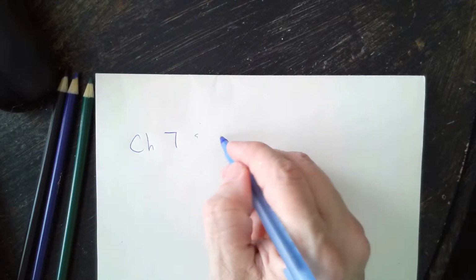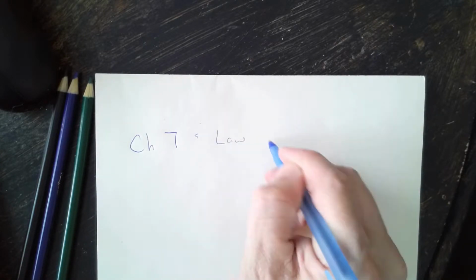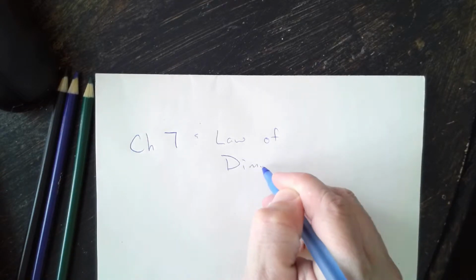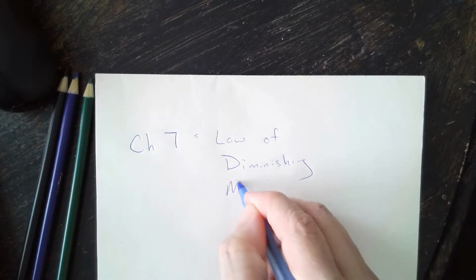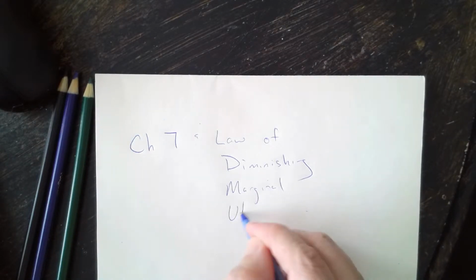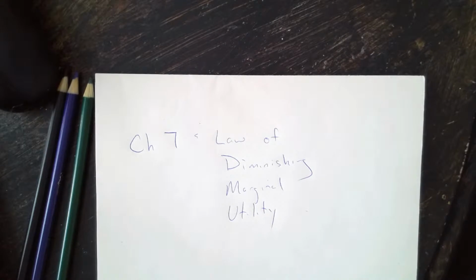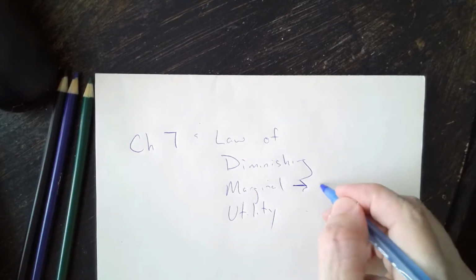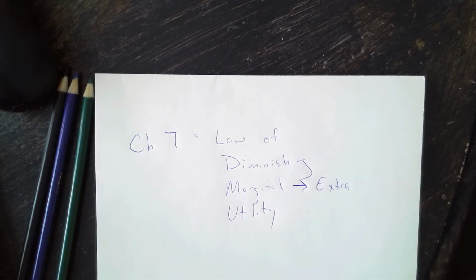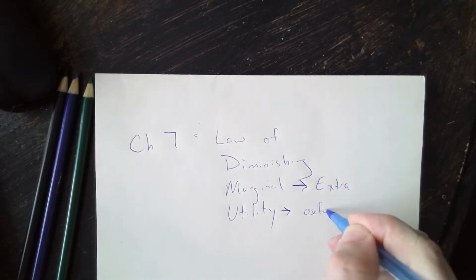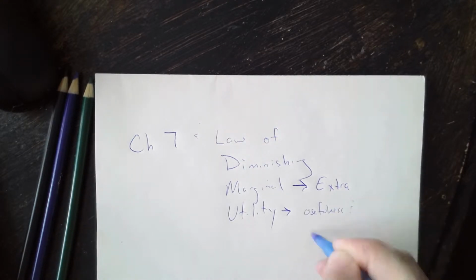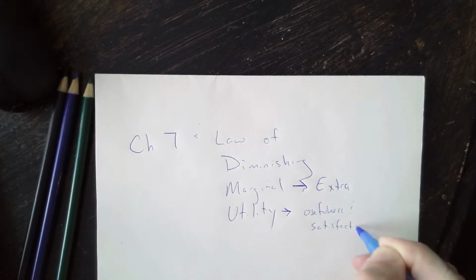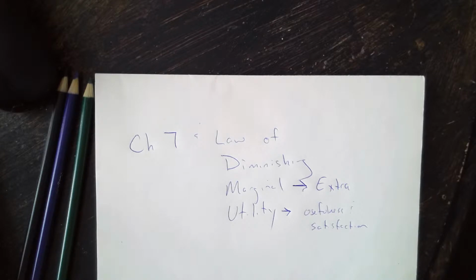Chapter 7 and the law of diminishing marginal utility. So before we begin, I want to remind everybody, marginal in economics means extra, and for all you people out there to remember, utility is the usefulness and satisfaction you get from consuming a good or service. So this is the key thing that we're going to be talking about here, is utility.